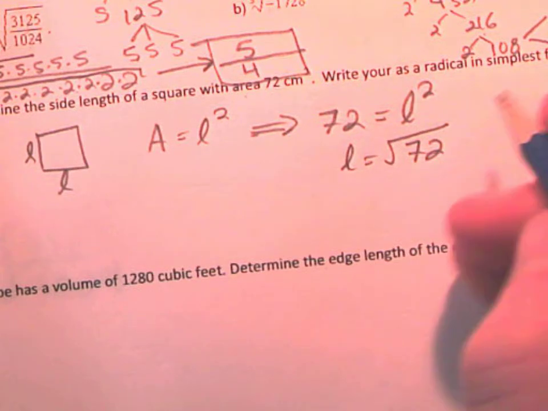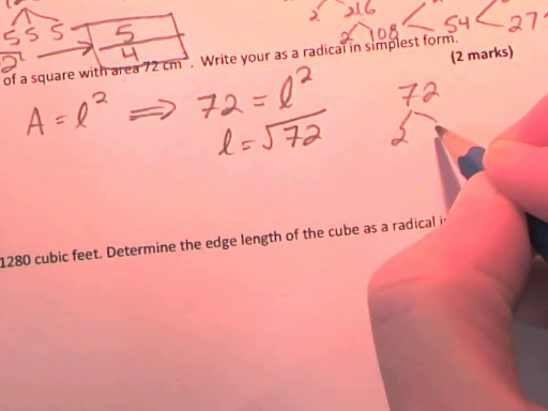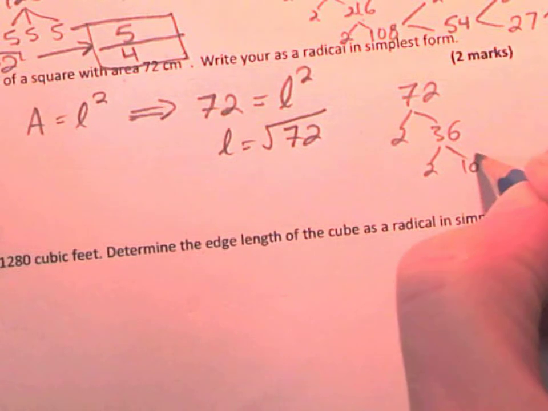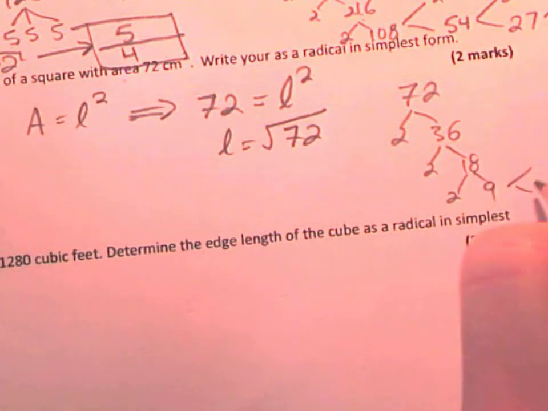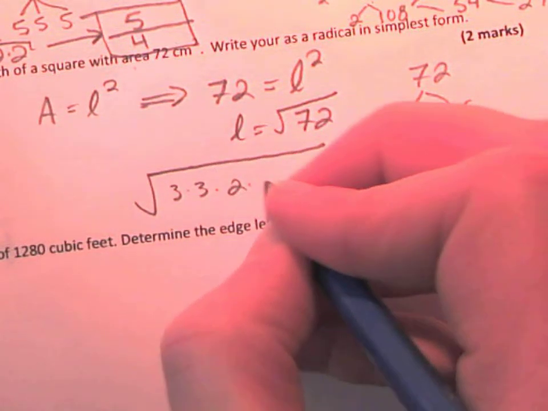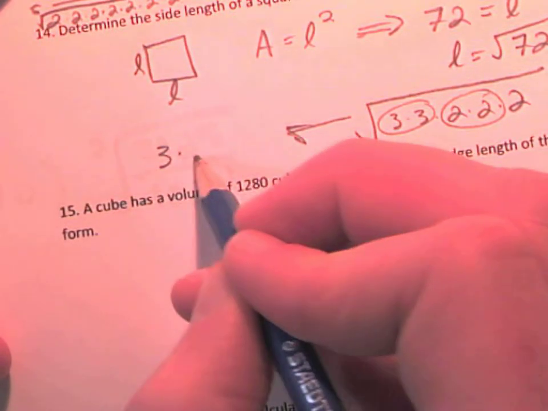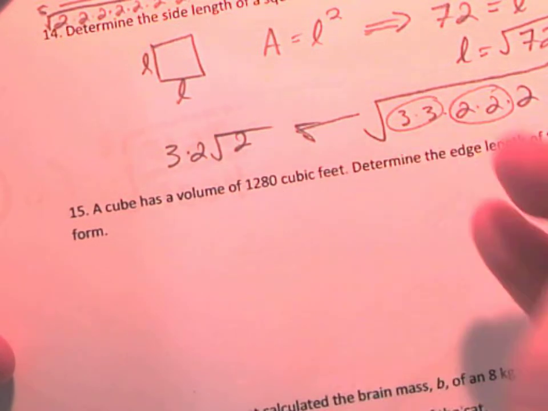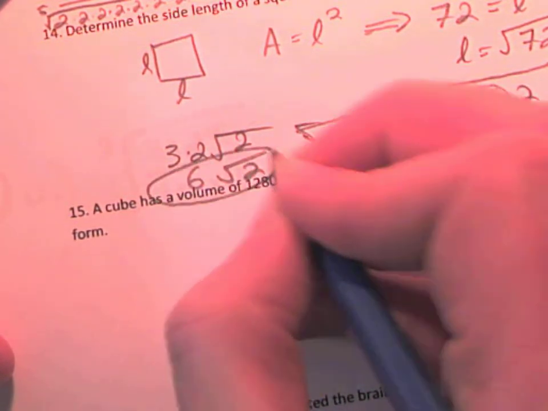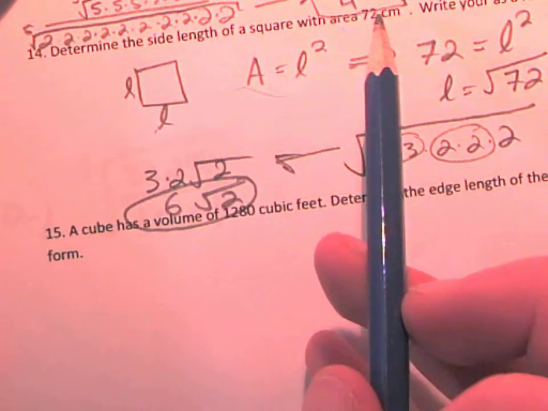It's not the simplest form, so we can make that into a mixed radical by prime factoring. 72, 2 and 36, 2 and 18, 2 and 9, 3 and 3. So this is square root of 1, 2, 3 2's and 2 3's. 3 times 3 times 2 times 2 times 2. Group by 2. And we end up with 3 times 2 root, only 1 2 left over. So 6 root 2 is the side length of this square. 6 root 2 times 6 root 2 gives us that 72.